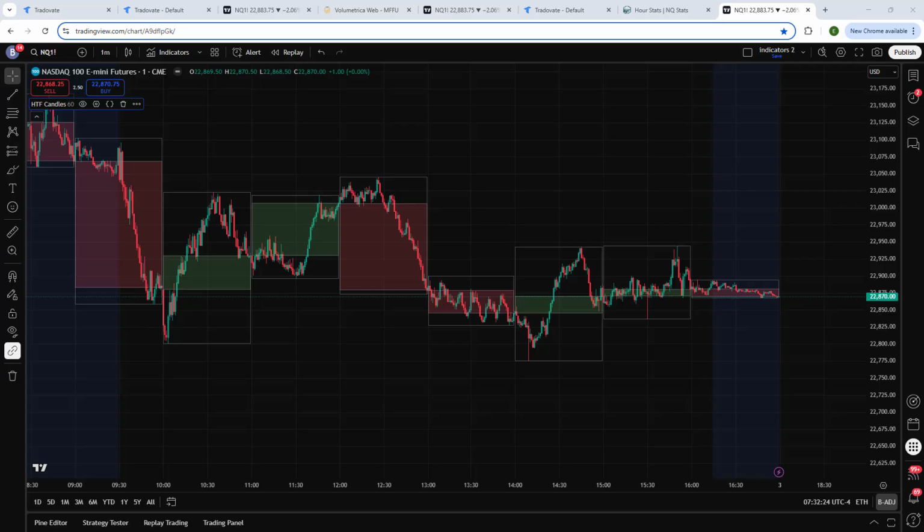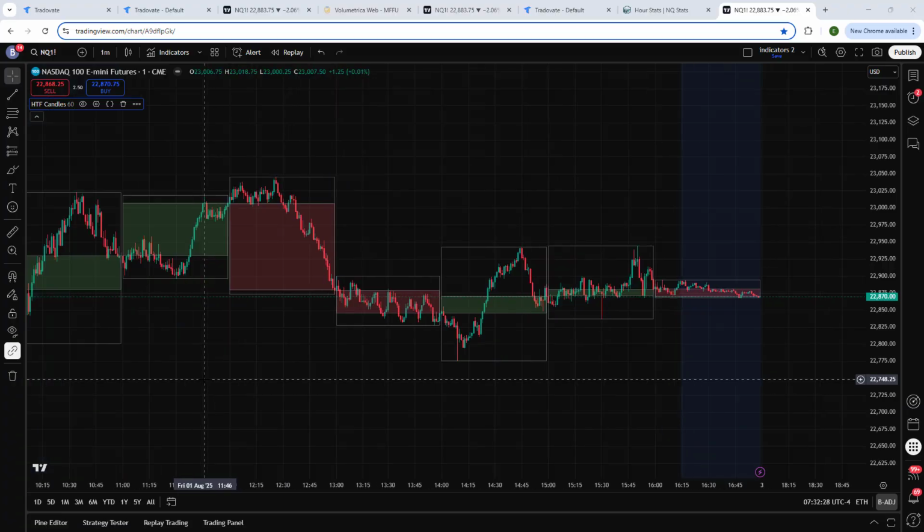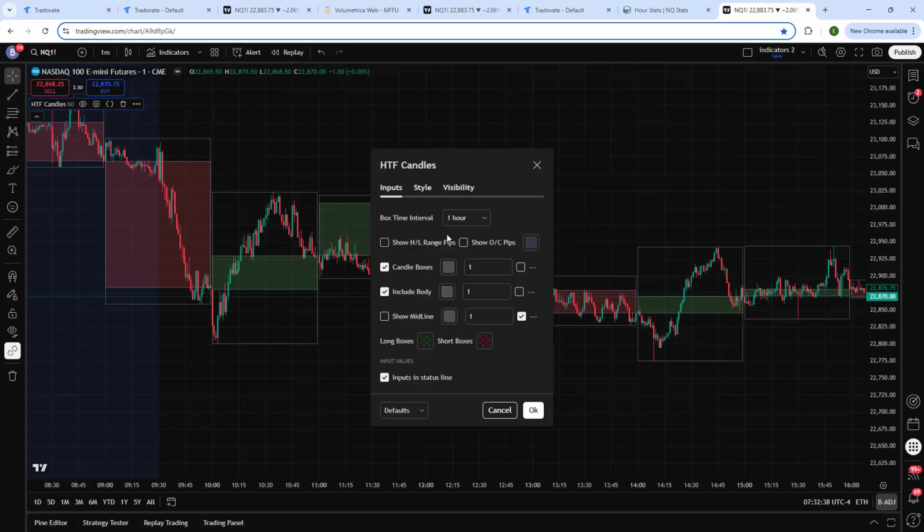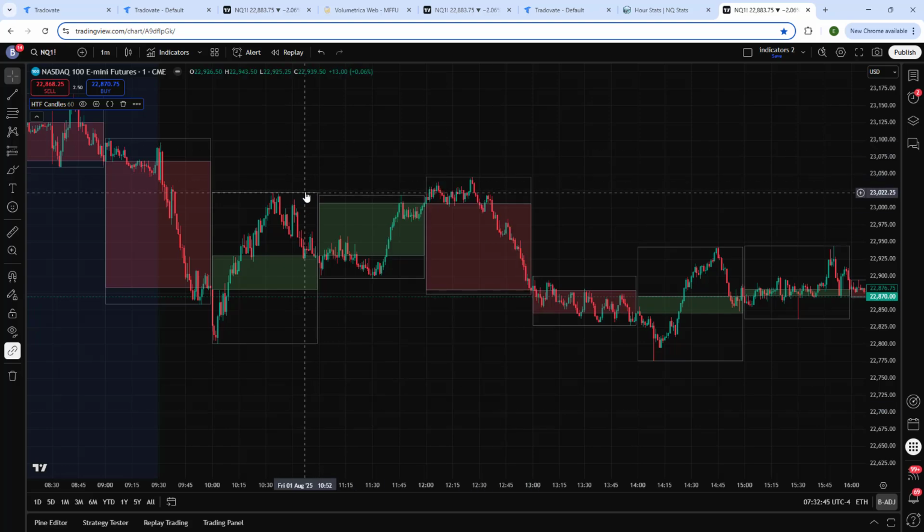So this is just based off of hourly sweeps. There's a couple things you're going to look for and time frames. So basically I use HTF candles, higher time frame candles. You basically go to the settings, you set it up 1 hour. I don't pay attention to any long or short boxes or anything like that. All I'm looking for is the highs and the lows.